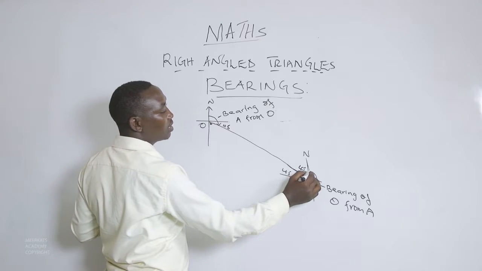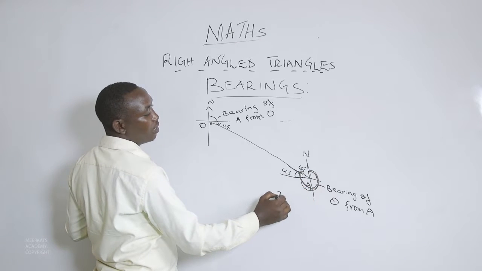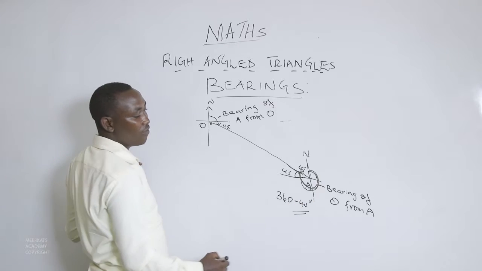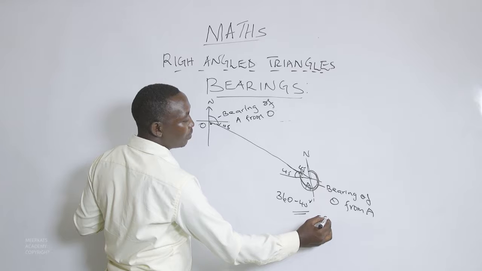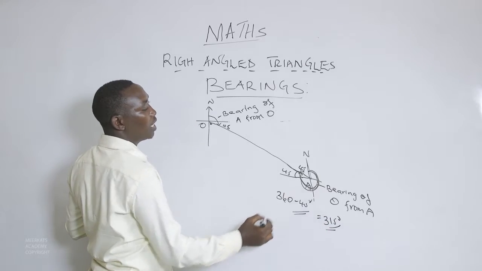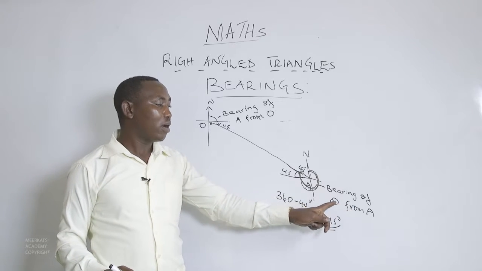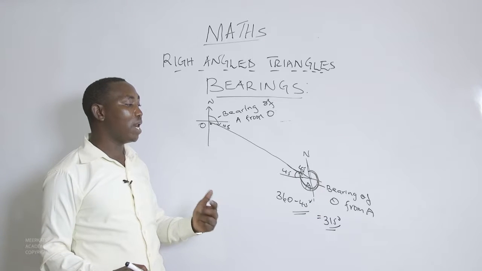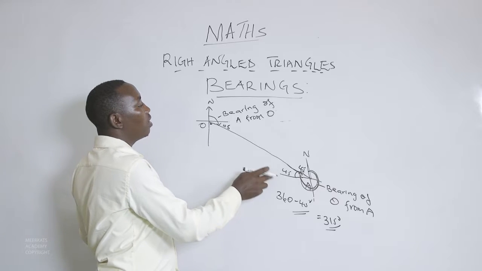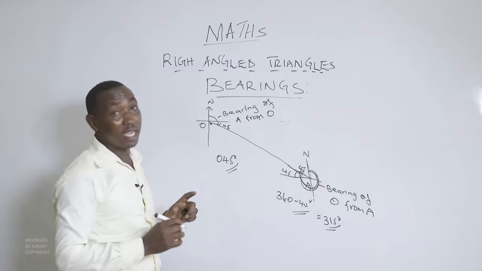And therefore, if you want to find this other angle, that means you will take 360 degrees and subtract the 45 degrees, which will have been already covered, giving you a total of 315 degrees. So you can say that from A, O is on a bearing of 315 degrees, while from O, A is on a bearing of 045 degrees.